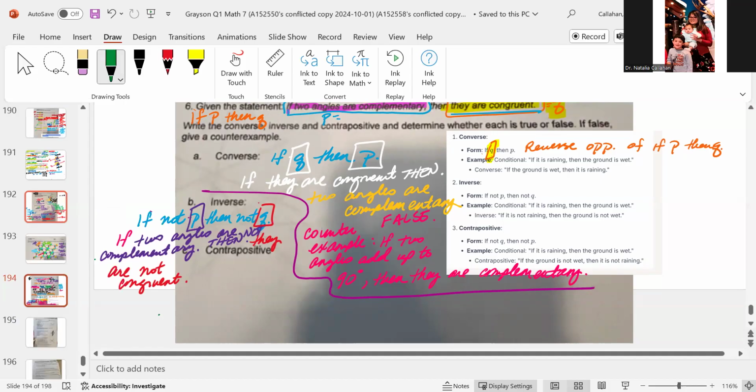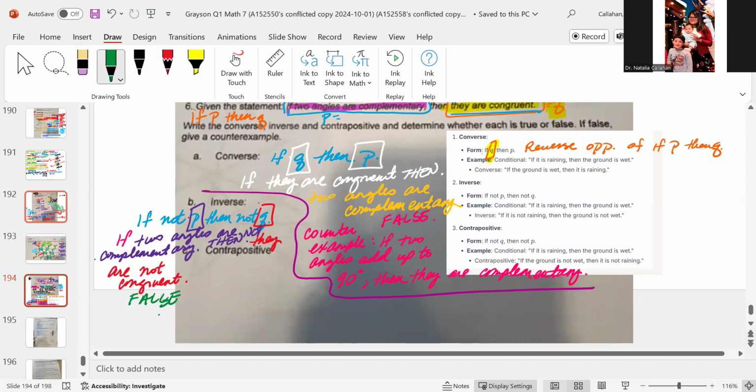If two angles are not complementary, that means they could be 40 or 80, right? Because that's not complementary. Then they are not congruent. Well, that's not true because I could do 80 and 80, right? Because they're not complementary, but they're congruent. So this is false. Do you understand why?